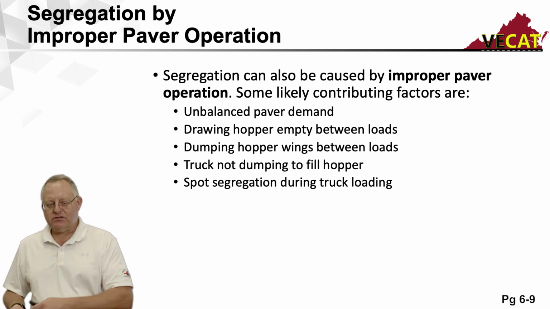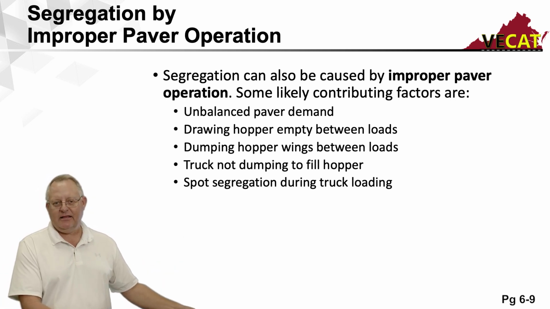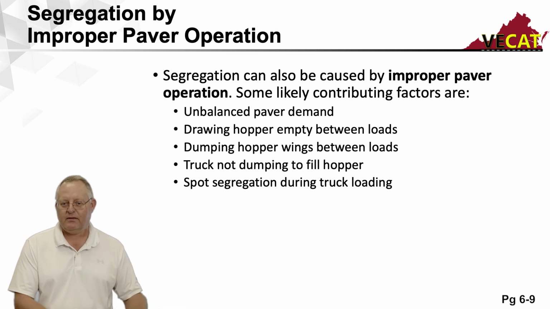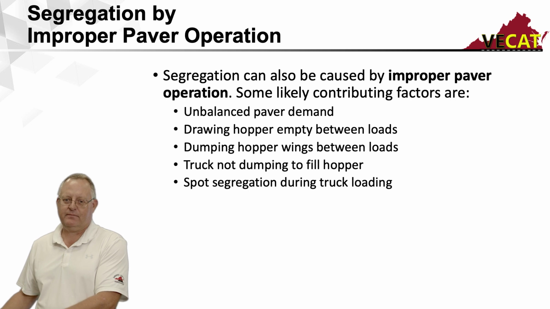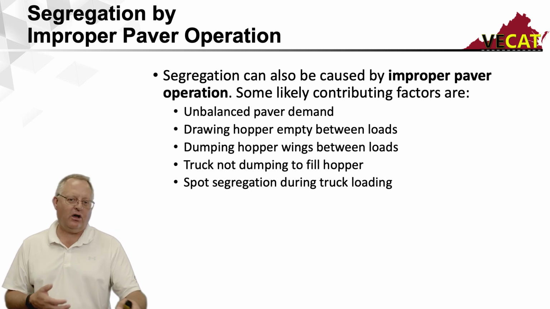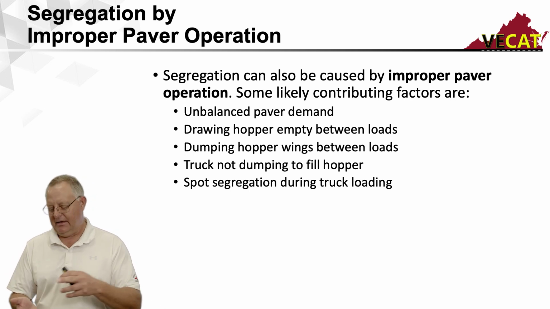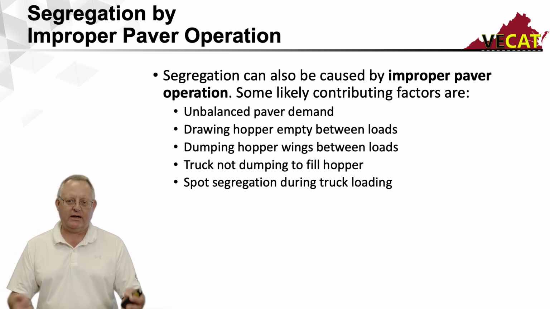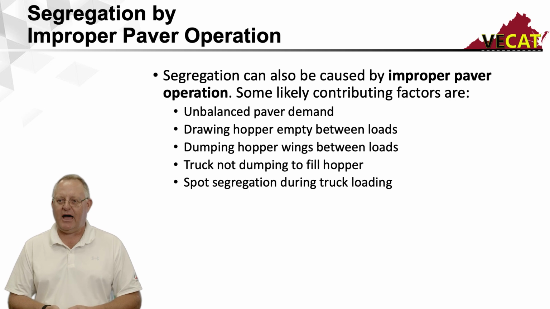Now we look at the pavers. So we didn't segregate it in the plant. We didn't segregate it in the truck. Did we segregate it at the paver? And again, there's many different causes that can go there. It can be unbalanced paver demand. So left side more so than the right side. So you get material falling within the hopper.